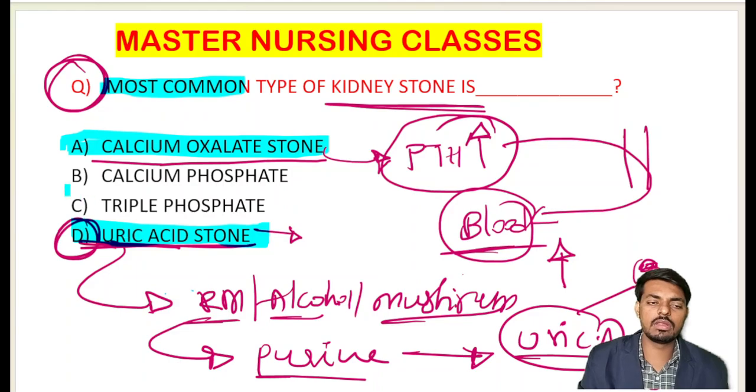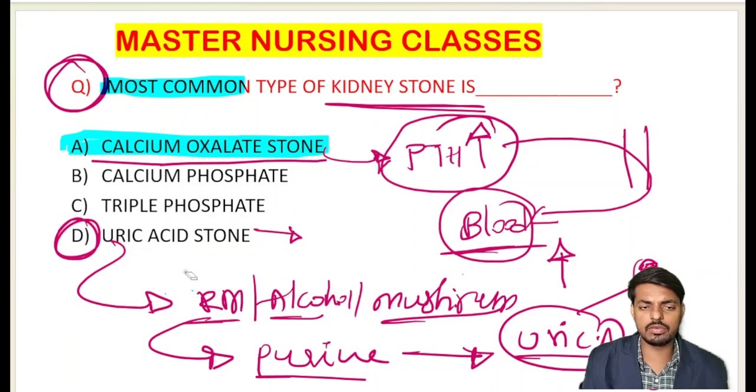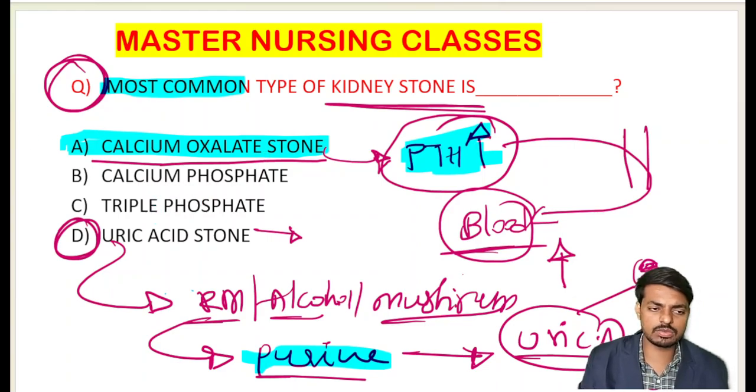The calcium oxalate stone is the most common type of stone, while the uric acid stone we will see in the patient who is taking the highest purine. And in the patient with hyperparathyroidism we will mostly get the calcium oxalate stone. The risk factors we will discuss in the next question. And we have the calcium phosphate stone. The rarest stone is the calcium phosphate stone.